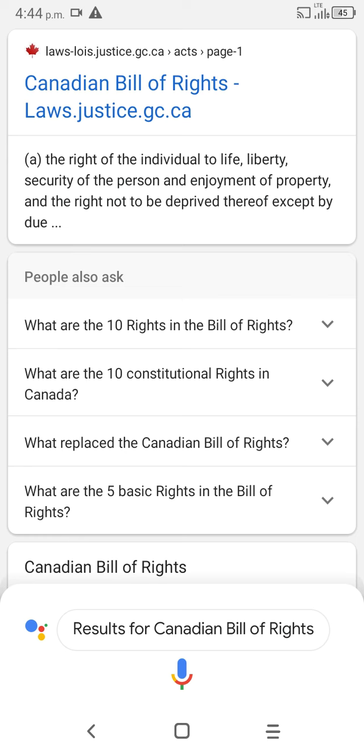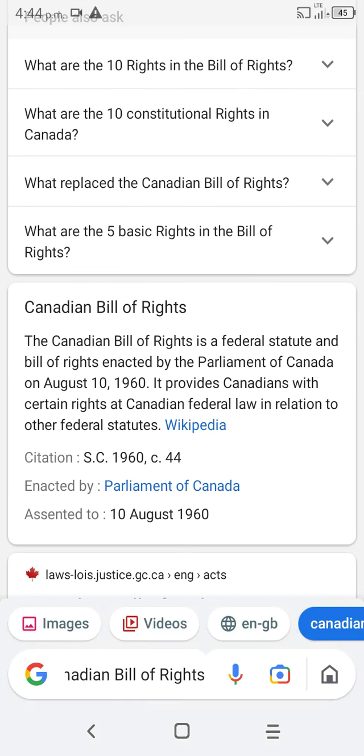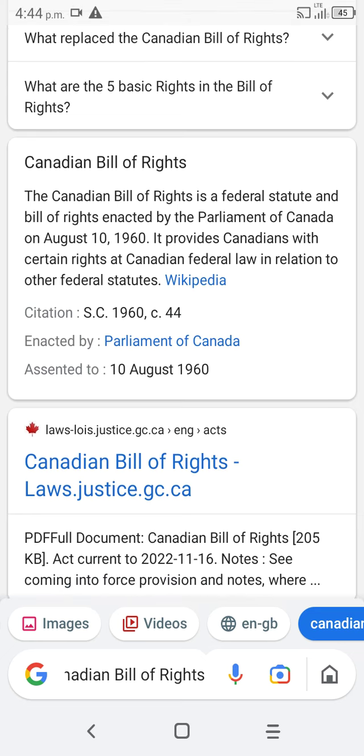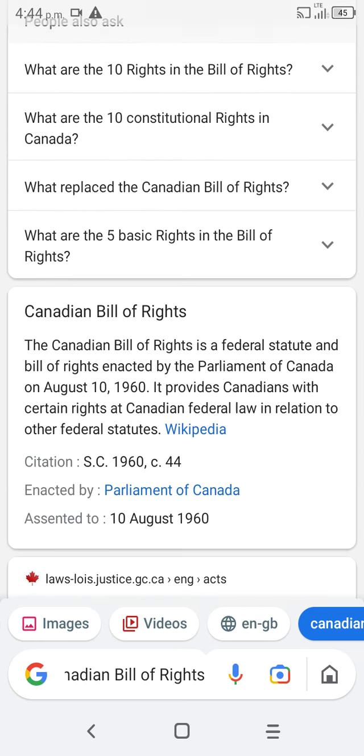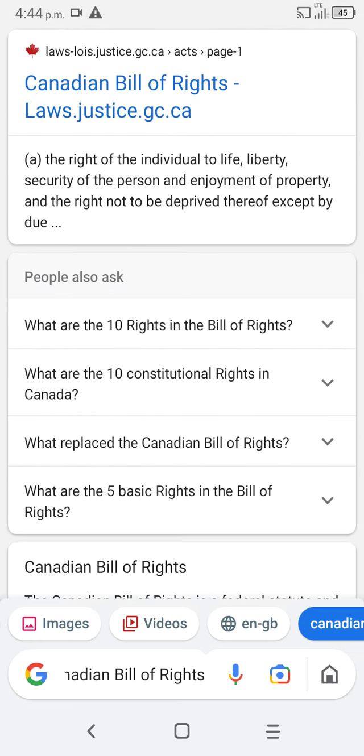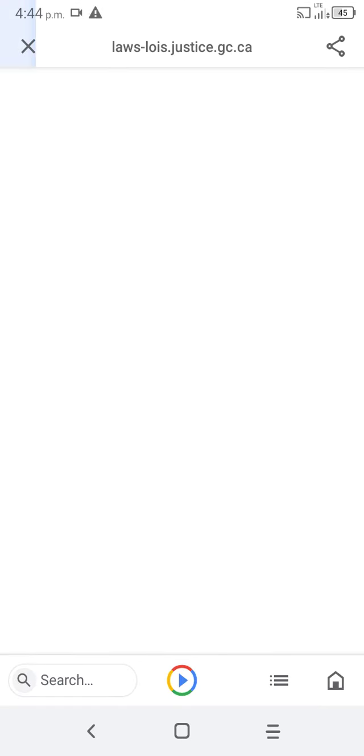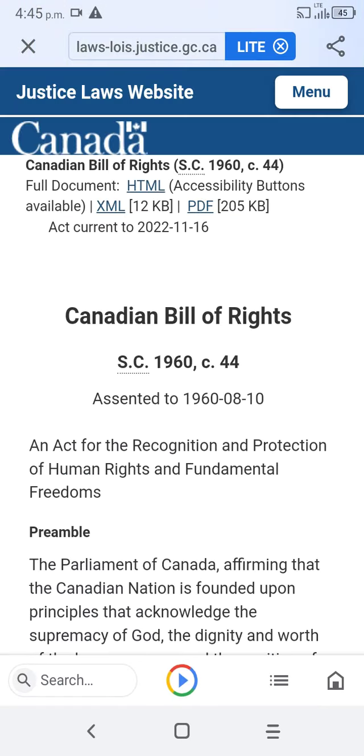Something very important about the Canadian Bill of Rights is the preamble. That's going to give you the first bit of information you need to understand it, where we're actually coming from in Canada. Okay, so the Canadian Bill of Rights.